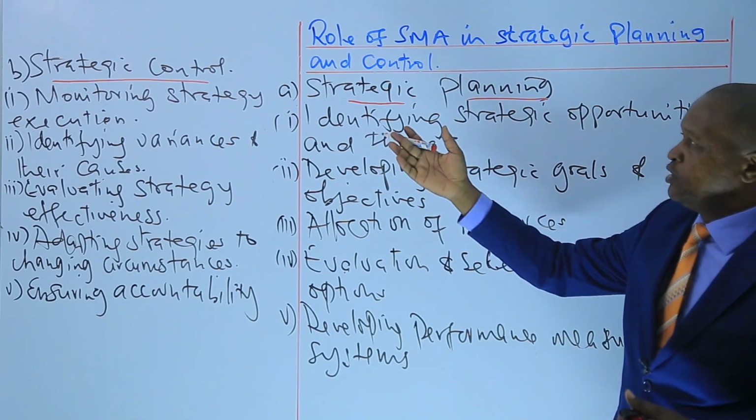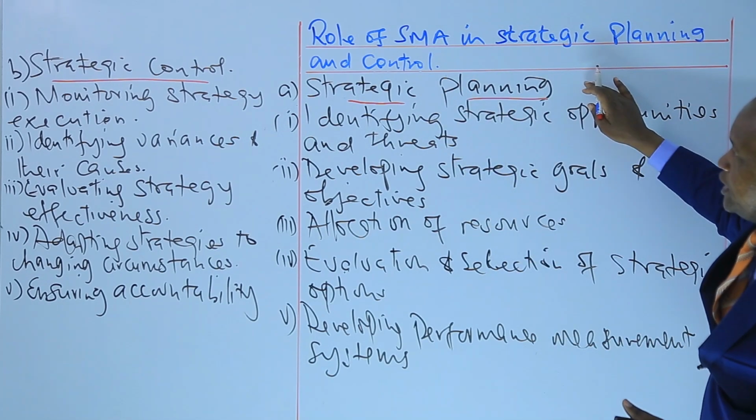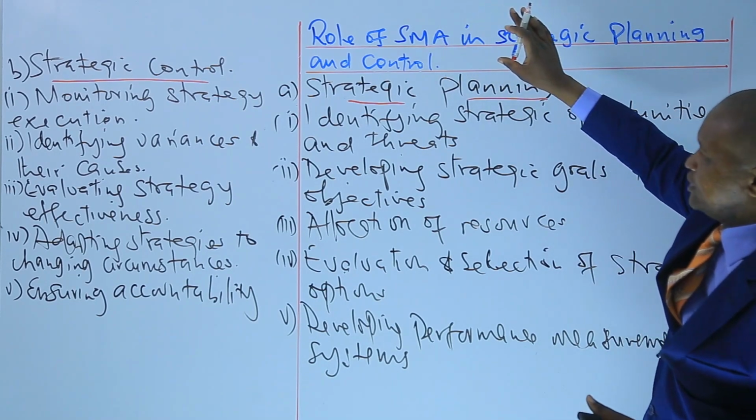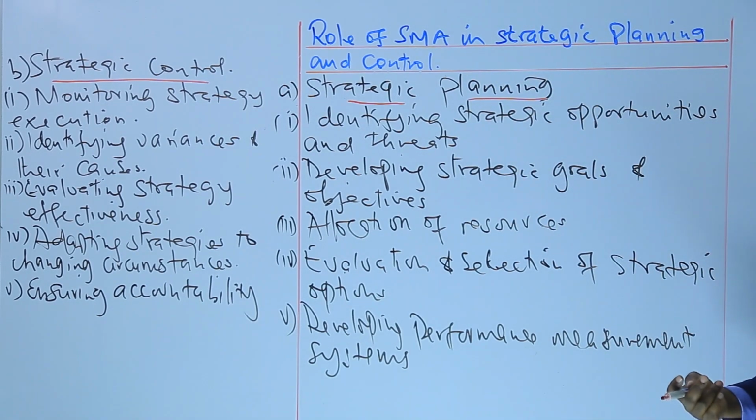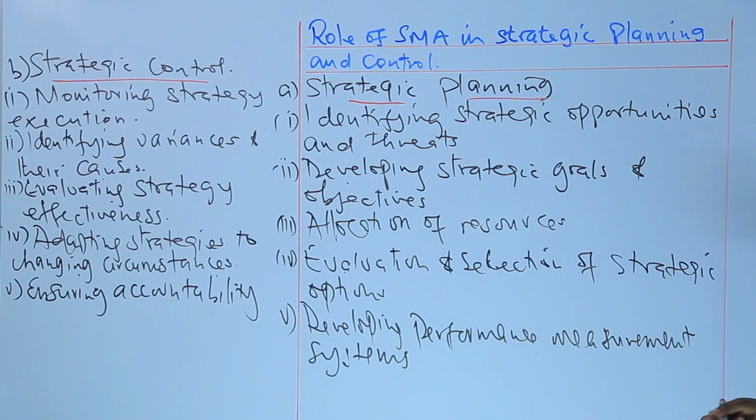It's not possible to control strategy without having a strategic plan. And it is through SMA that an organization is able to execute its plans. It is through SMA that the organization can provide information and also analyze the implementation and also monitor implementation and ensure that there is success. So candidates, these are the roles of strategic management accounting in strategic planning.